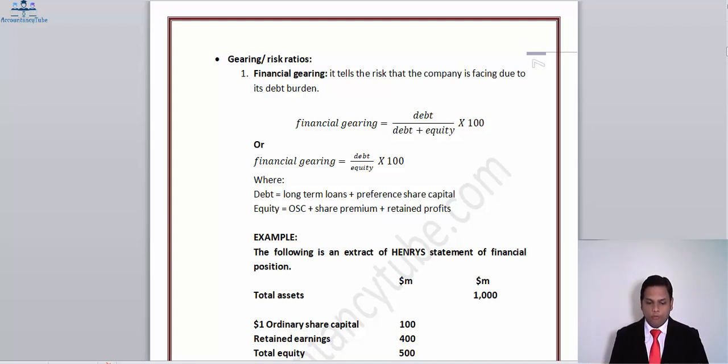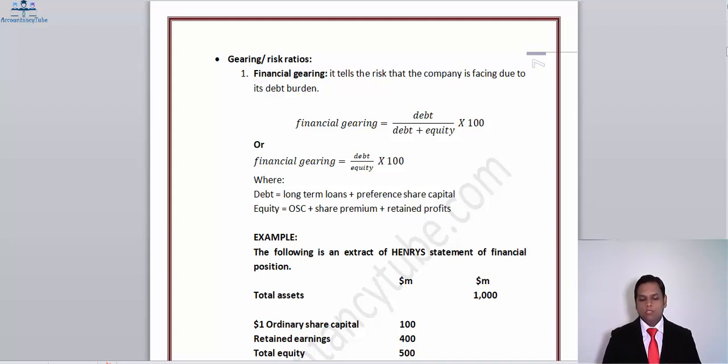Let's read out loud and look at the formula. Financial gearing tells the risk the company is facing due to high debt burden, which I've just told you. After that, we have got the financial gearing formula, which is debt over debt plus equity multiplied by 100, or financial gearing is debt over equity multiplied by 100. Both formulas are acceptable in the exam. The examiner will specifically guide you on which formula it wants you to apply. However, if the examiner is silent, you can use either formula and you can get full marks.